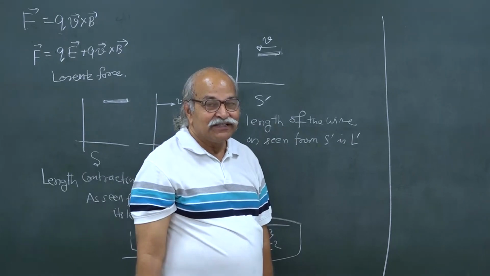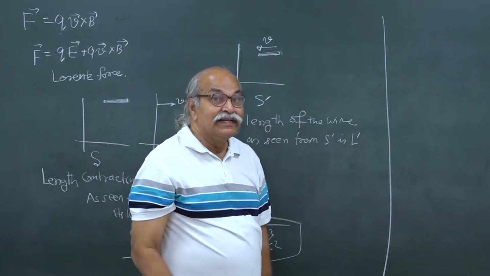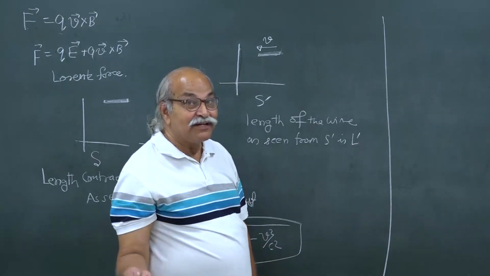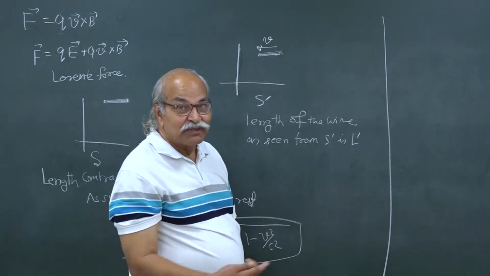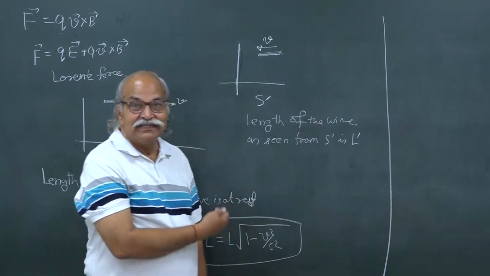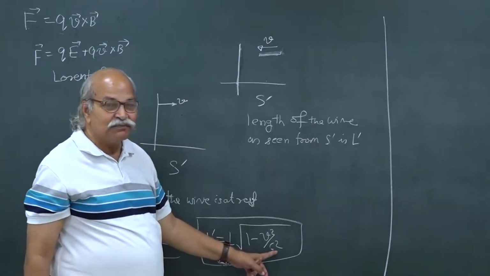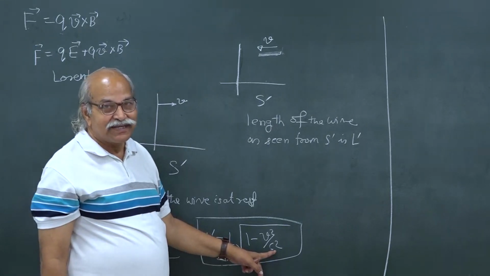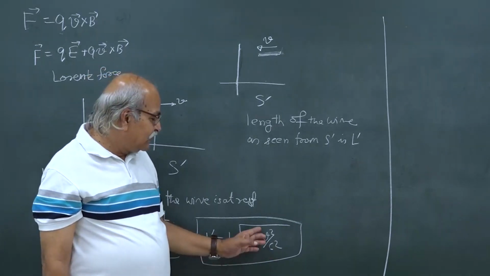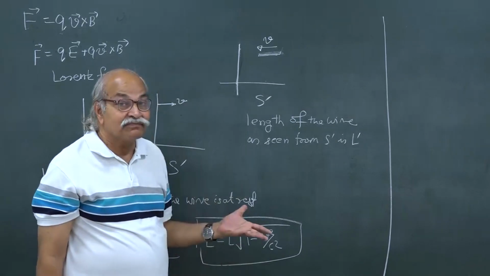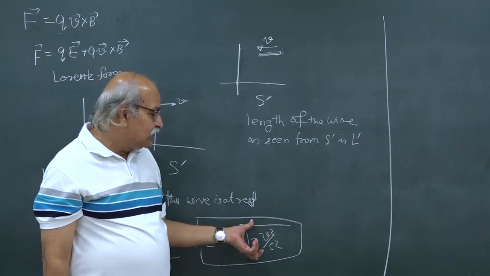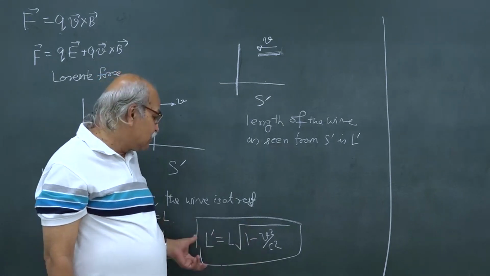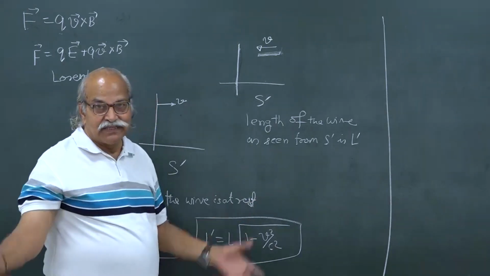Why do we say that magnetic field is a relativistic effect that you are seeing in the laboratory? It is very difficult to see relativistic effects because of this v square by c square. The c is speed of light in vacuum, huge speed, 3 into 10 power 8 meters per second, and therefore, for any kind of velocity you can think of, this factor is going to be extremely close to 1, and L is equal to L prime. That is what we observe in our life.